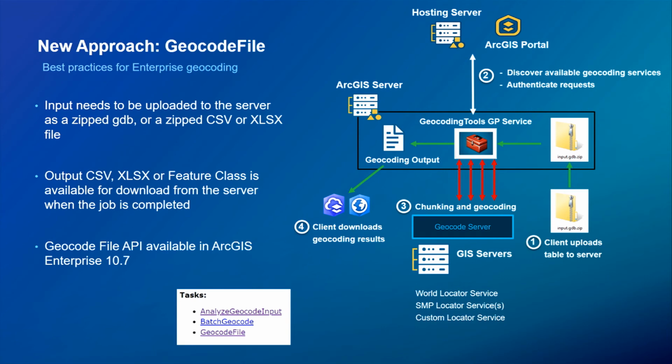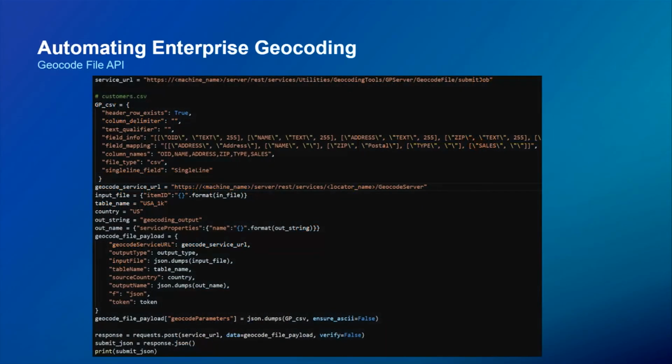So it's up to the client to ask the server, hey, is my job done yet? And once the job is done, the client downloads the results and presents them to the user. So again, this is an API-only functionality at 10.7. We're working on adding this as a GP tool in Pro 2.4. And so hopefully, starting at Pro 2.4, you'll just be able to call an ArcPy command, and it'll do everything for you. But if you want to get a head start and call the REST endpoint on your own, here's what, in Python, what some of this code might look like.